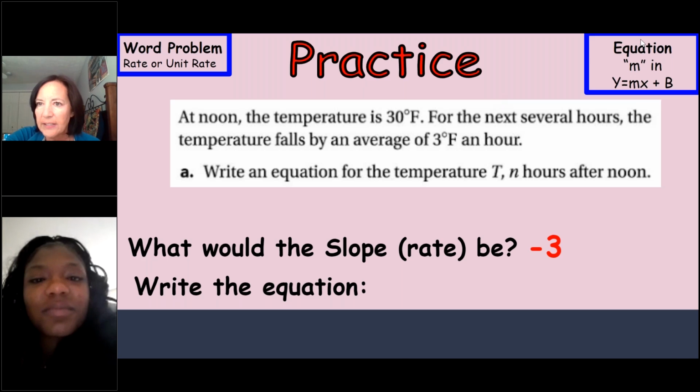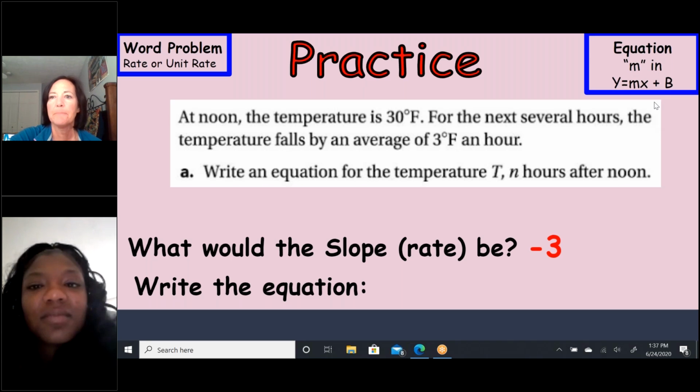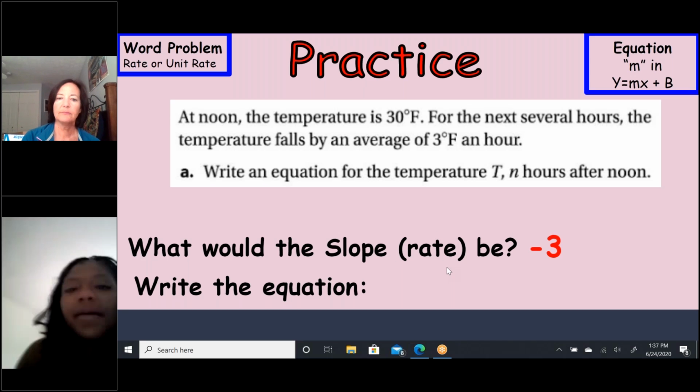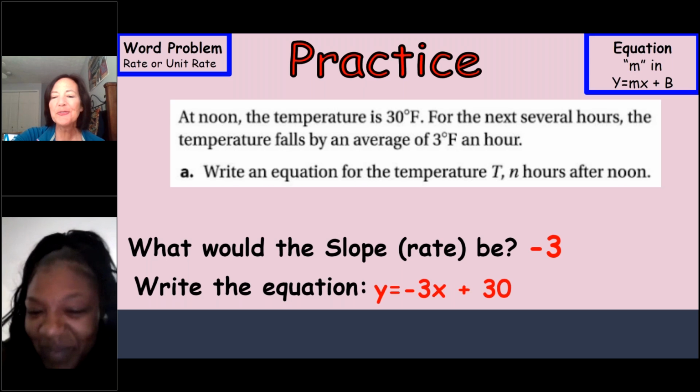I put the other little cheat sheet up here. To write an equation, we know that the slope will be the m spot in y equals mx plus b. So see if you can write this equation for me. Would it be y equals -3x plus 30? You're awesome. Cool. Don't you feel smart?